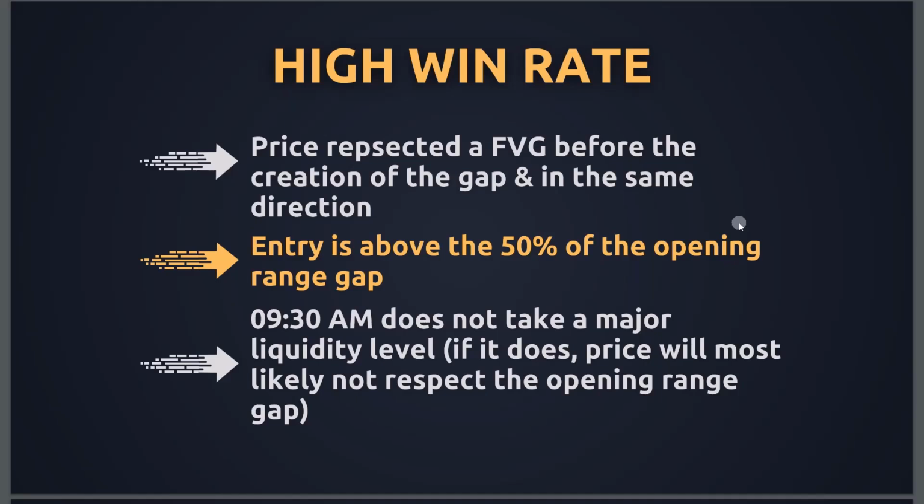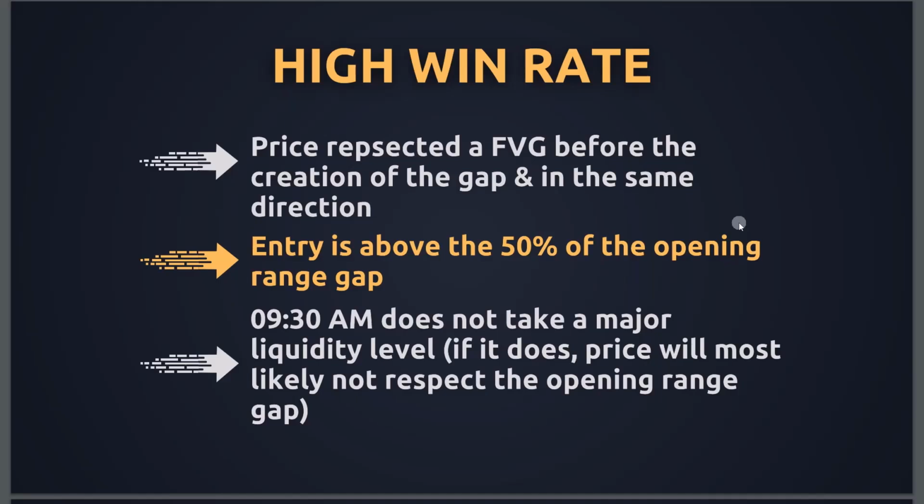Going over some tips to get even a higher win rate. First of all, if price respected a fair value gap before the creation of the opening range gap and in the same direction, this is a higher probability, which means that imagine that we have, same as the last example, we had a bearish fair value gap before price creating the opening range gap. It respected that bearish fair value gap, started going lower, and we opened with a very bearish opening range gap. This tells me that mostly this opening range gap would hold. Why? Because it's the same as a fair value gap created after a fair value gap. It's the same thing. So we have two things supporting price to go lower.